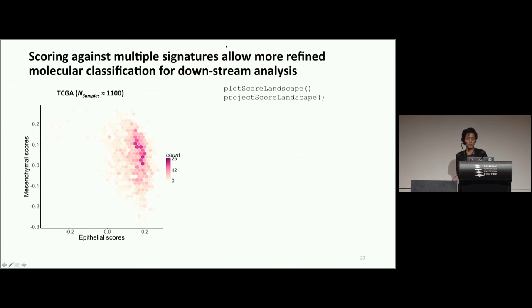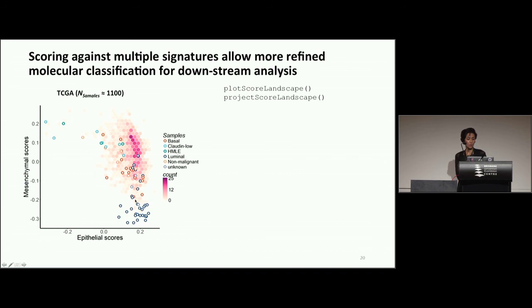We can also project a score landscape, which is basically scoring a new set of samples coming from an independent dataset and overlaying them on top of the background distribution. What we have in the background are patients, whereas what we have in the foreground are cell lines, and we can see that they have the same sort of distribution related to epithelialness or mesenchymalness. I've colored the cell lines according to the different subtypes.